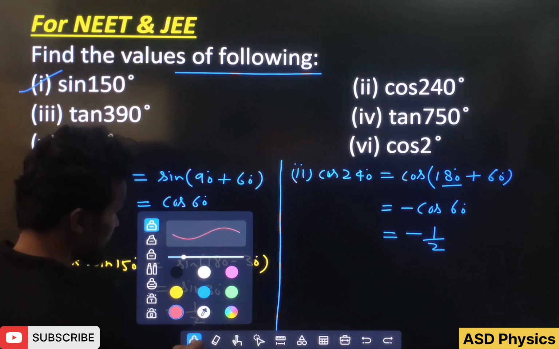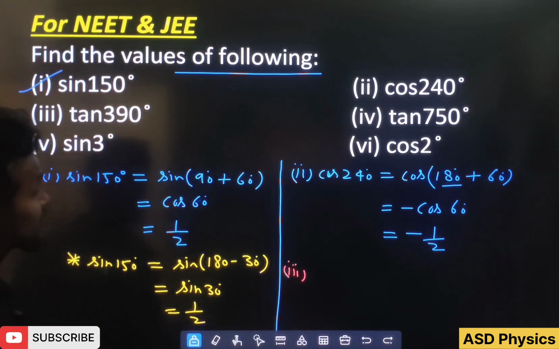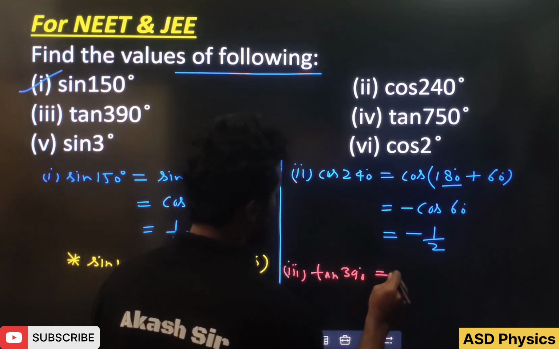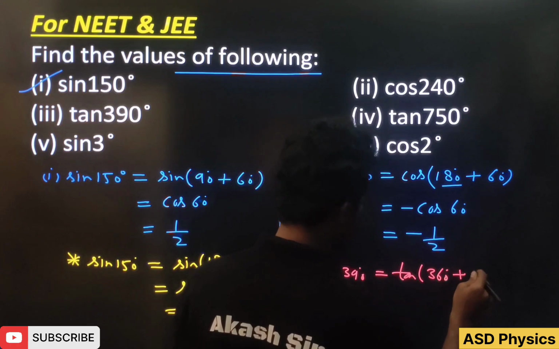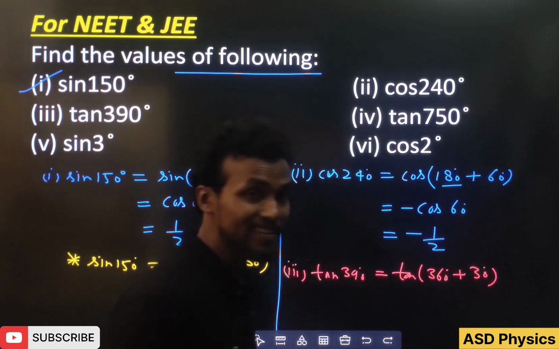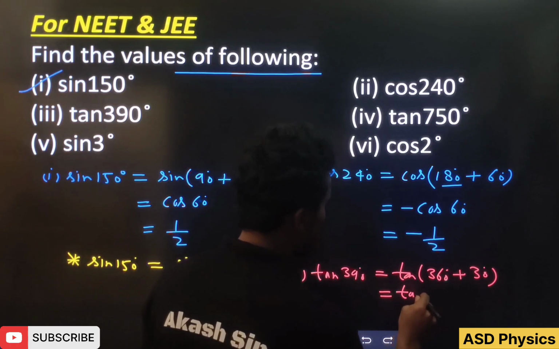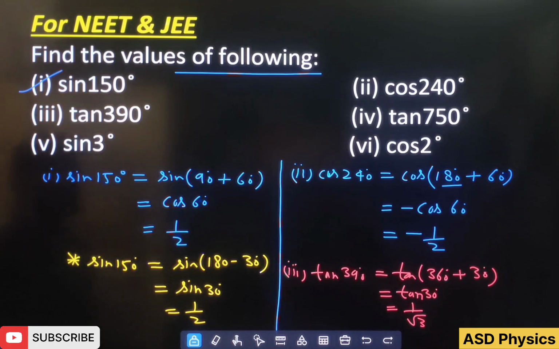Next one, students, let's see the third one. What is the third one? Tan 390. So tan 390, what can we write? Tan of 360 plus 30 degrees. Which quadrant? After one revolution, first quadrant. So it will become tan 30 degrees. Tan 30 degrees value, how much? 1 by root 3. So you can see very well.